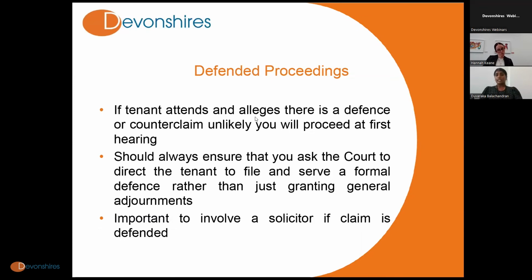Again, defending proceedings. If the tenant does attend and alleges that there is a defence or a counterclaim, then there is an unlikelihood that you'll proceed at this hearing in terms of obtaining the possession order that you would like. So you should always ask the court to direct the tenant to file and serve a formal defence, rather than just agreeing to general adjournments or general directions. It is important to involve a solicitor if a claim is defended. If a claim is defended, it's just more protection for the claimant.